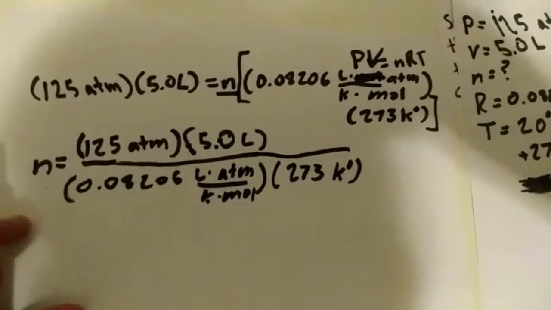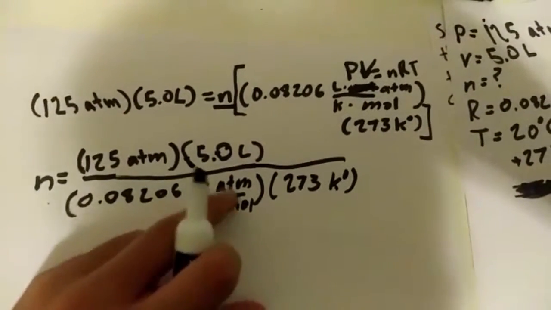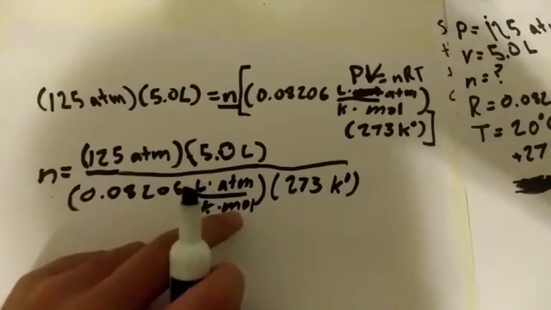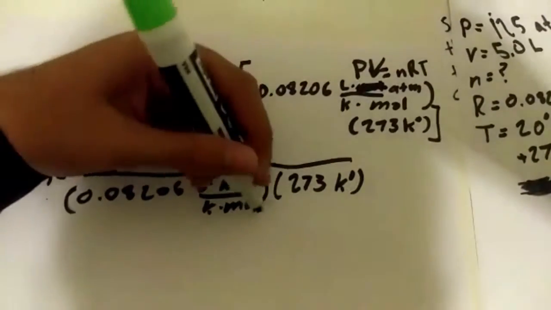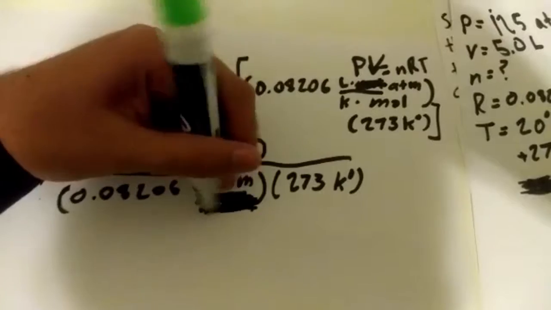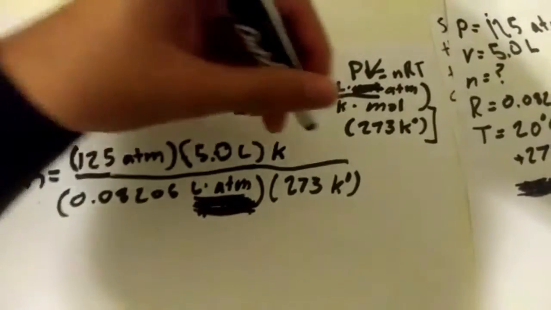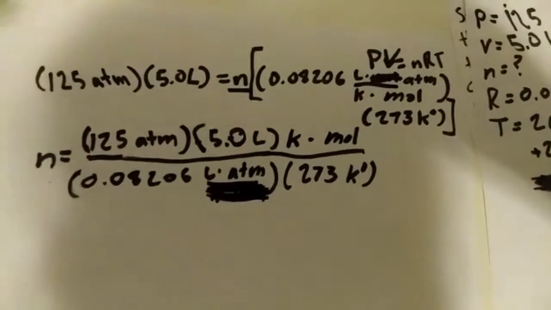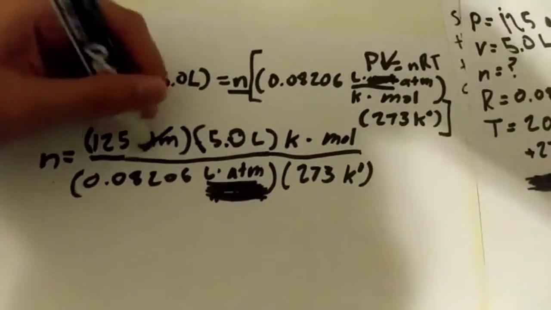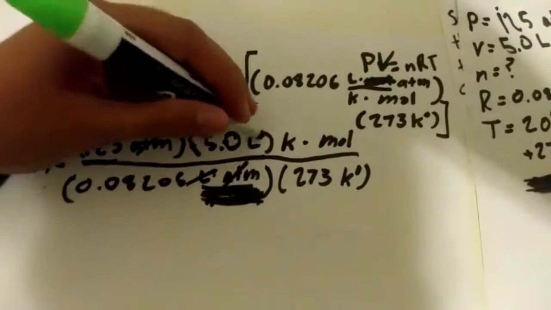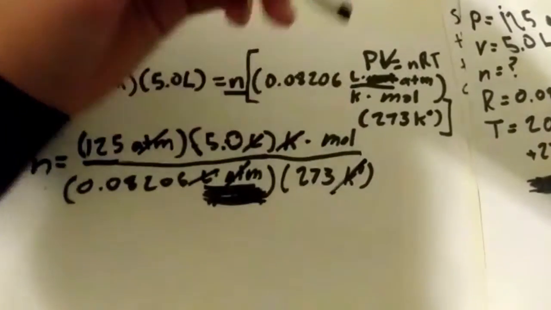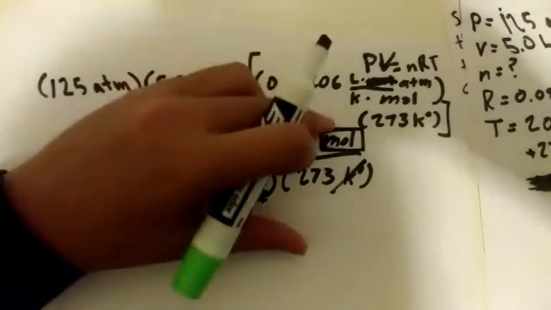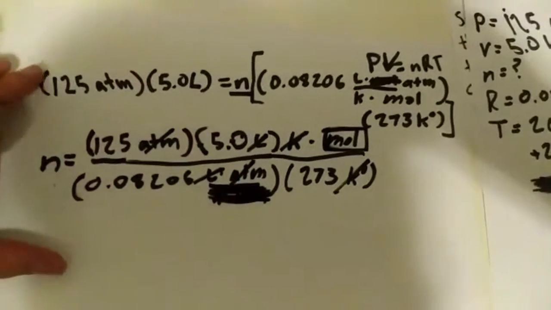Now that we've isolated n, let's cancel out the units. So we see that in the denominator here, we have K times mole. So what we can do is multiply this whole thing by K times mole, so it'll cancel out there. Now, as you can see, atm will cancel, liters will cancel, and K will cancel. So our answer will be in moles. So since we're looking for moles, we know we're doing it right, and our units match up so far.